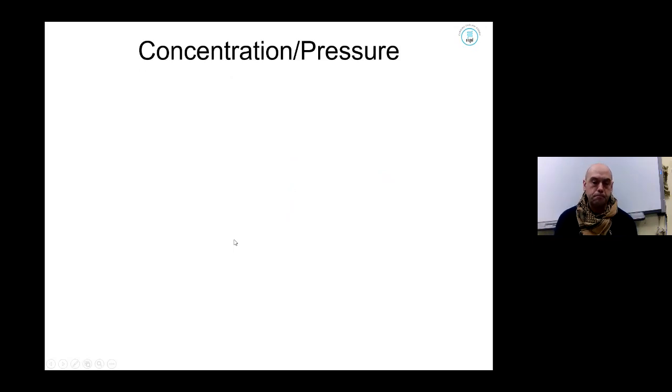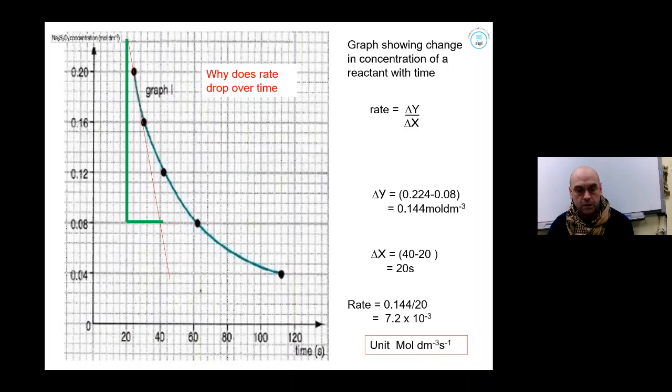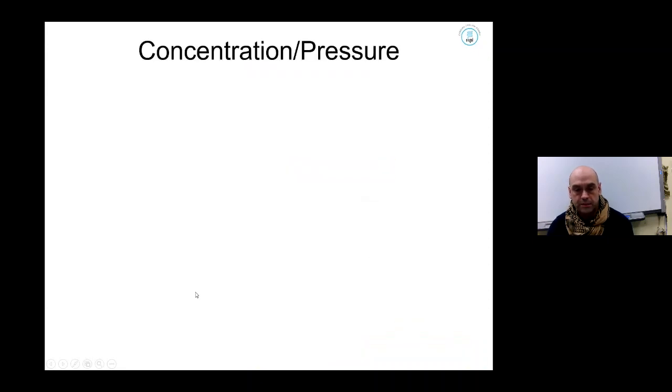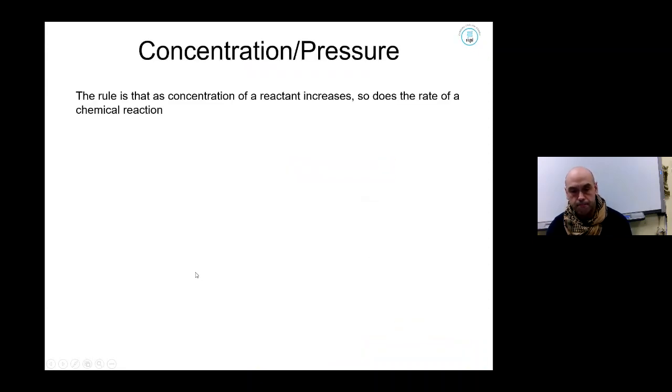So why do we produce a curve as we monitor change in concentration over time? Well, as I say, it's because of collision theory. As this reaction proceeds, your reactant is being used up. And what that means is there's less of it in your reaction mixture. In effect, the concentration of a reactant decreases over time.